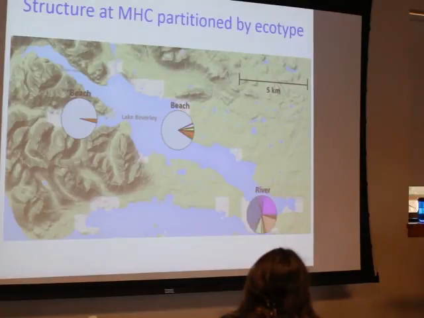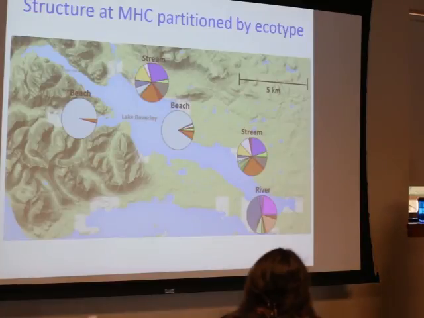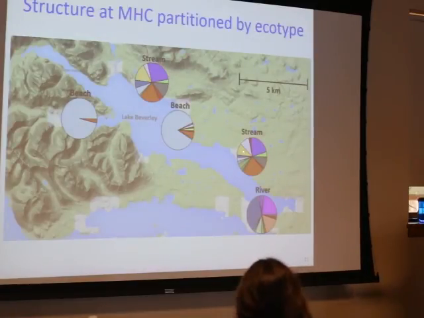Then he started looking at river populations and stream populations and found quite a bit more diversity associated with these ecotypes. And it likely has to do with pathogen loads and temperatures that differ between the ecotypes in each stream. That's a working hypothesis. Yeah. But again, if you were to look at these neutral SNPs, you really wouldn't see much.